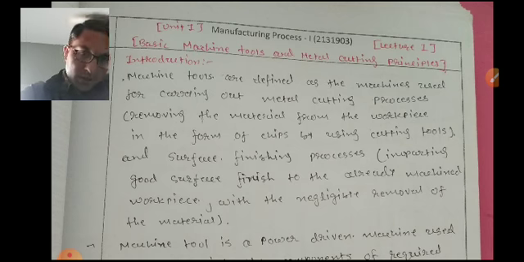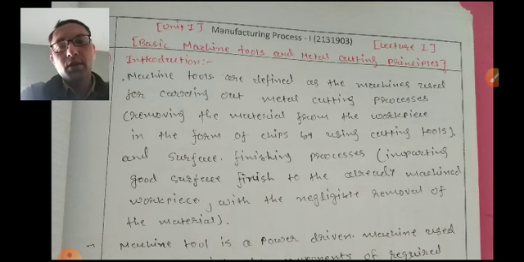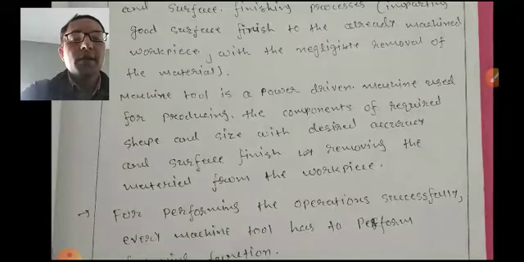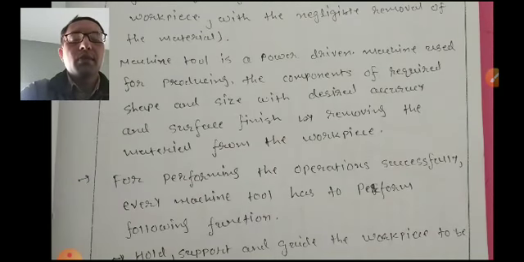So material is basically removed in two forms. One, completely removing the material in the form of chips, and the other, just giving the surface finishing. So these are the basic definitions of machine tools. Then next, a machine tool is a power-driven machine used for producing a component of the required shape and size with desired accuracy and surface finish by removing the material from the workpiece.